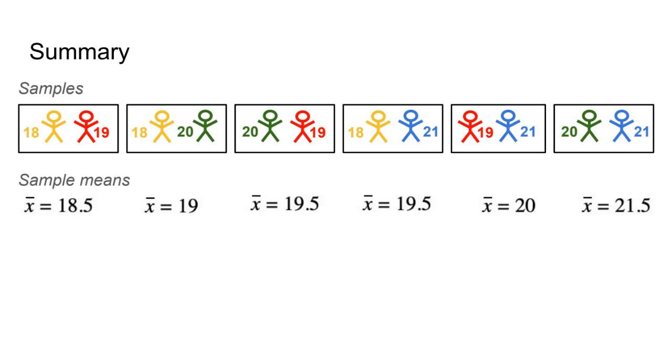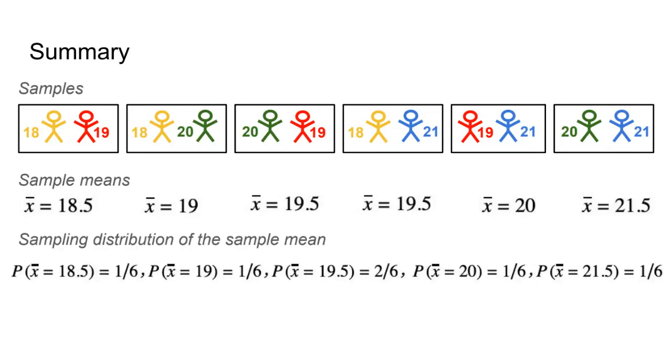A sample mean, as I said before, is a sample statistic, right? It's a property of the sample. And now we can ask ourselves, well, how likely is it to draw a sample with a particular mean? And this is given by the sampling distribution of the sample mean. And here I put in all the probabilities for drawing particular samples.